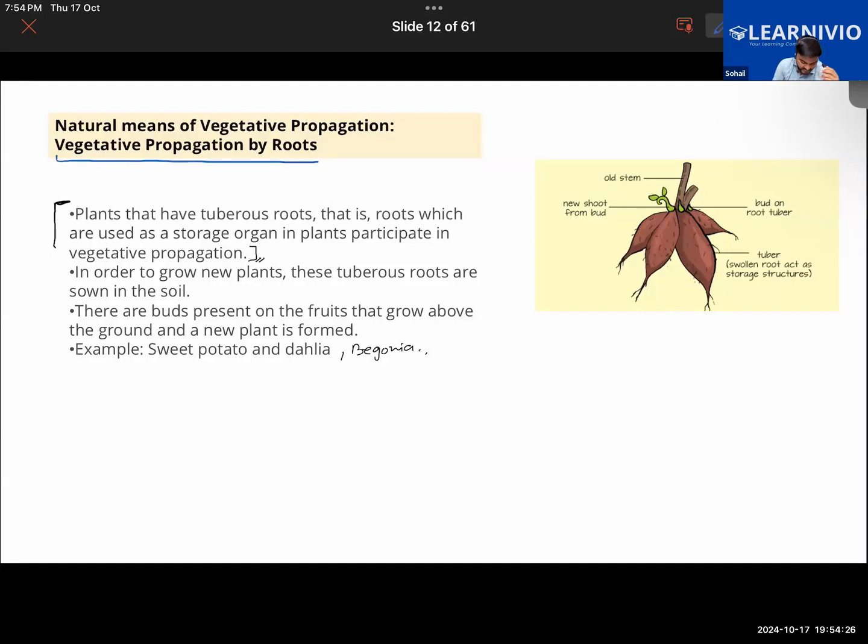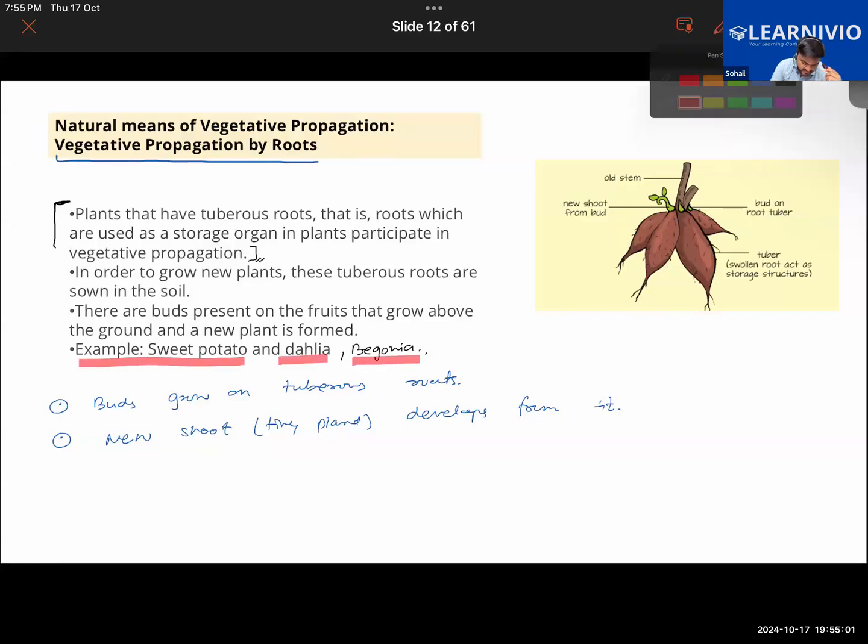After writing this, now you will write that buds grow on tuberous roots, and a new shoot, basically a tiny plant, develops from it. And then you will write down the examples. Examples will be sweet potato, dahlia, and begonia. These are some common examples of tuberous roots that will be doing vegetative propagation.